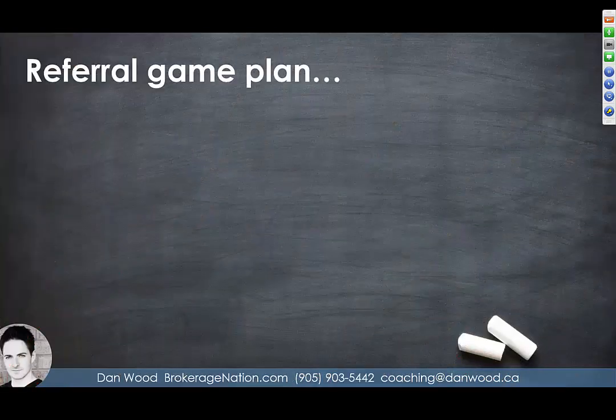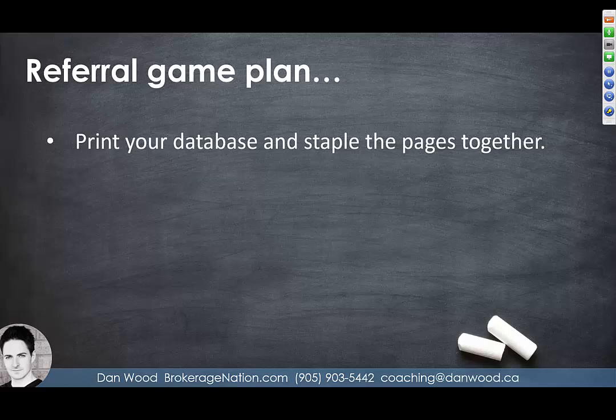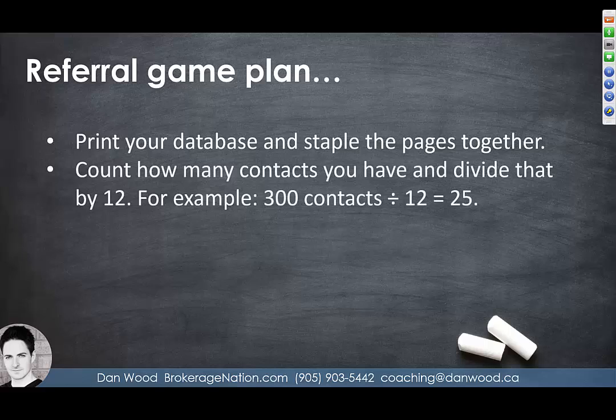So the game plan is to print off your database and staple the pages together. What we do is we go into our database and pull off our list of our sphere of influence, our buyer leads, and our seller leads. We print that in an Excel sheet and staple all of the pages together. Then we count how many contacts are on that paper, and we divide it by 12. The reason we're dividing by 12 is because a 90-day period is 12 weeks. So over the next 12 weeks, we're going to want to call all of these contacts.